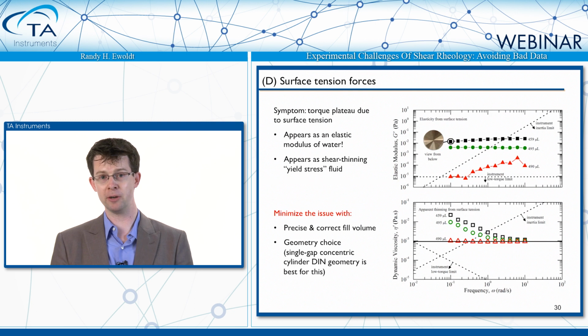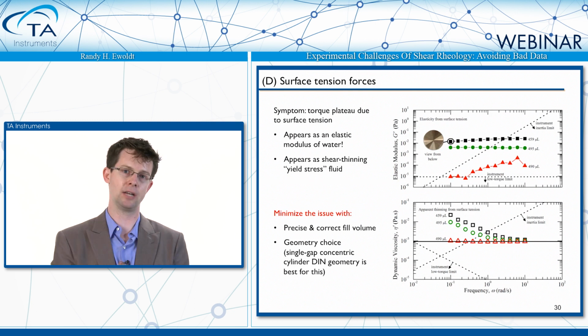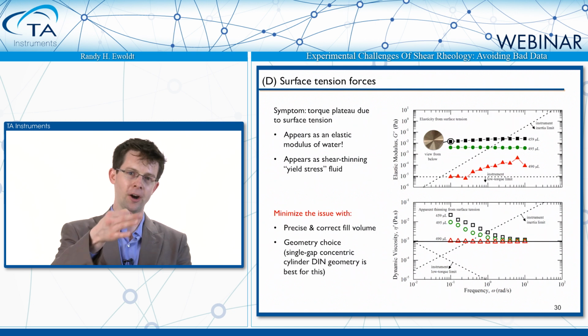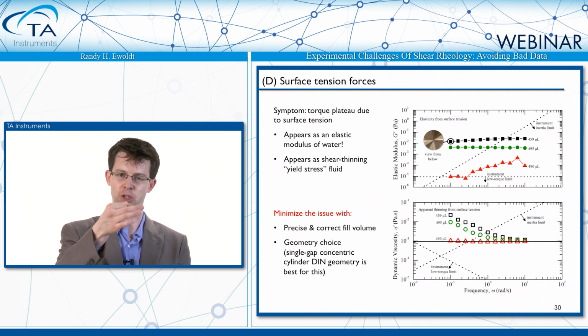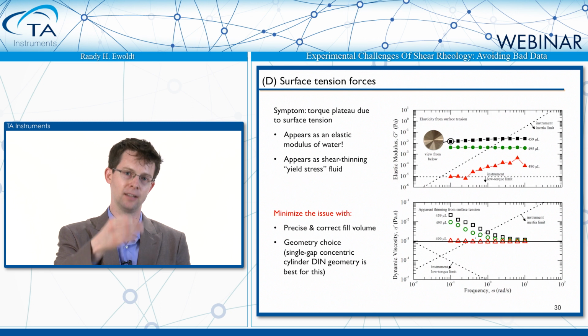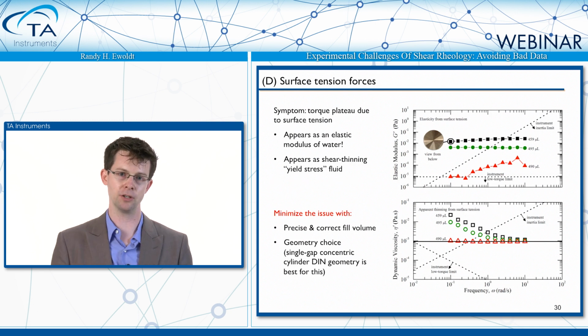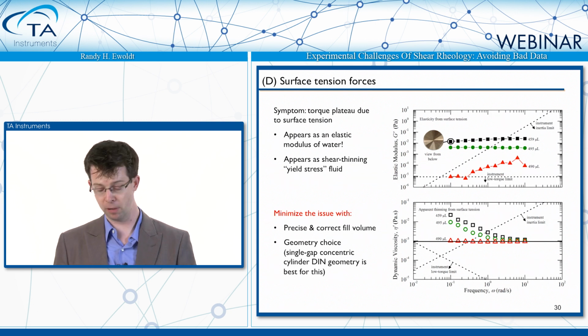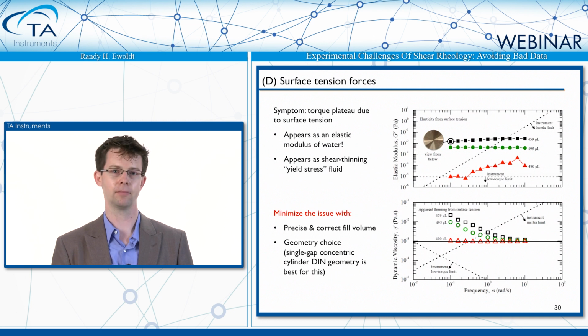And a much better geometry would be something like a single gap concentric cylinder, a Couette device, where you fill up to the little mark on the shaft so that you actually have a small radius of contact and a small perimeter around which for the surface tension to hold. And in our publication on this, we show that that's clearly the best geometry for using a rotational rheometer to measure viscosity of water, for example.